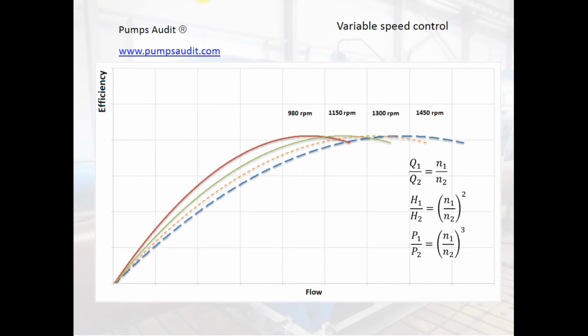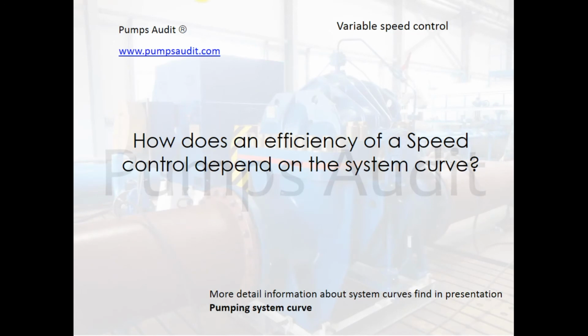We will consider this further. As we have seen, the speed control looks very attractive, but this is only partially true. The efficiency of the control method of pumps strictly depends on the system curve. Let's consider how the efficiency of speed control depends on the system curve, because very often pump users consider speed control as the universal remedy for energy efficiency improvement.